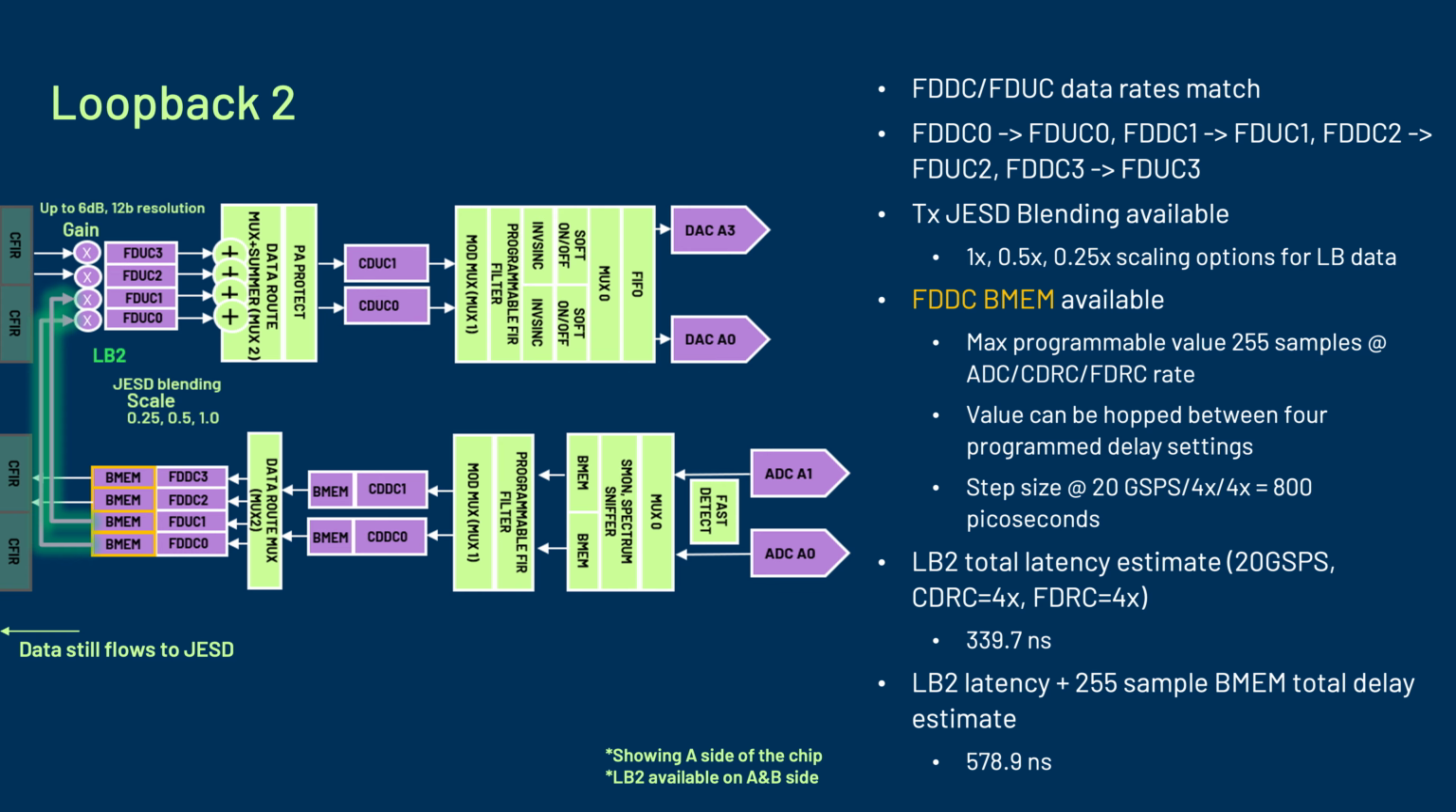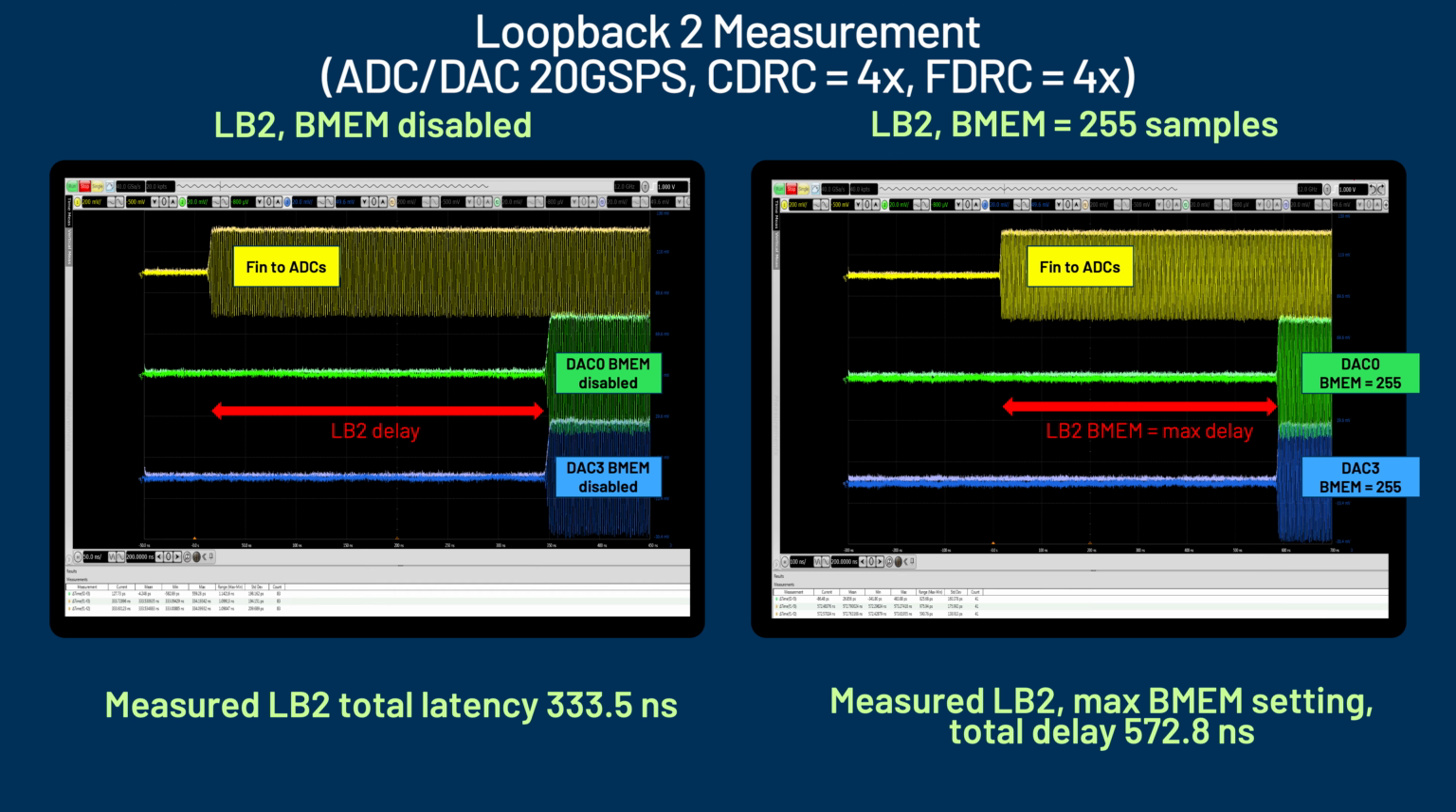The FDDC BMEM blocks are available to add delay. The step size is 1 over the sample rate divided by the coarse and fine decimation. For 20 gig, coarse and fine set to 4x, this is 800 picoseconds. The max programmable value is 255 samples. Observe loopback 2 data path latency timing with no BMEM delay, and then total delay with the max BMEM setting.